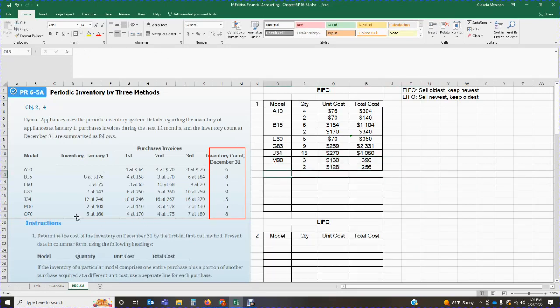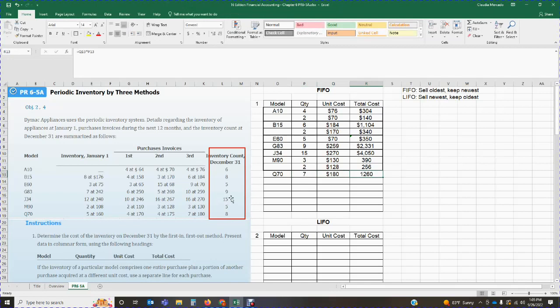Last but not least, we have Q70. For Q70, we have 8 units remaining. So I know I'm going to keep my newest. So now I know that from those 8, 7 of those came from my third transaction. So I'm going to have 7 at 180. That's going to give me 1,260.